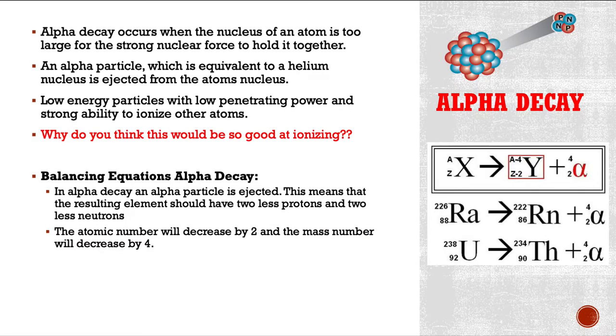So the first thing we're going to talk about is alpha decay. And alpha decay occurs when the nucleus of an atom is too large for the strong nuclear force to hold it together. So we're all kind of familiar with what gravity is. Gravity, when it's around large, massive objects like Earth, kind of holds things together. It pushes things down towards the center of gravity. But when we're talking about things on the atomic scale, we have what's called the strong nuclear force. And the strong nuclear force is what's holding all of those positive charges together in the nucleus.